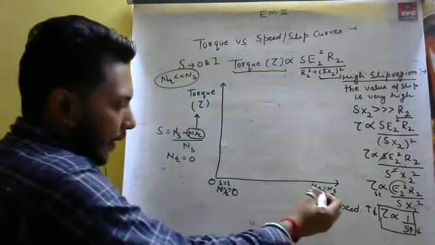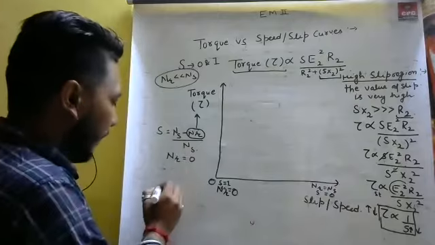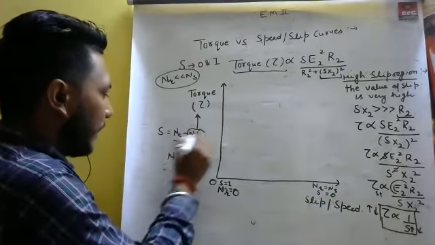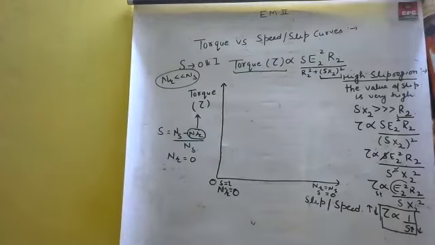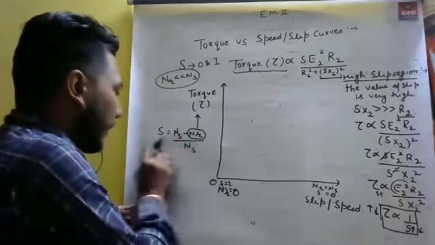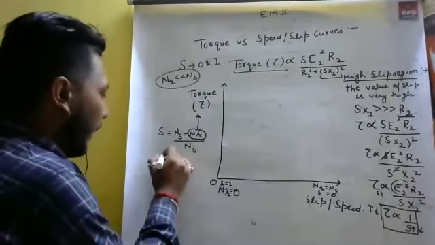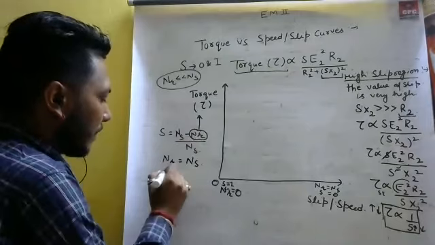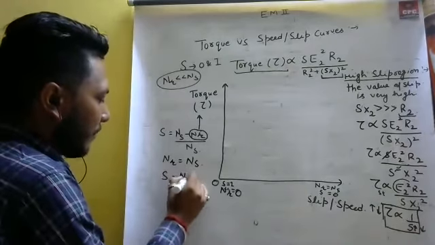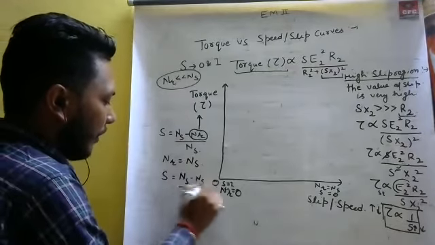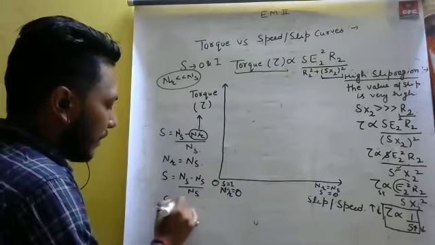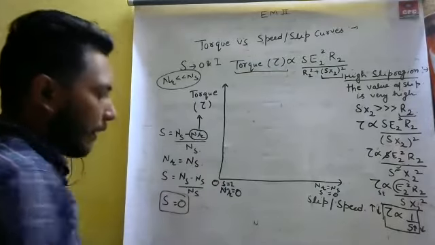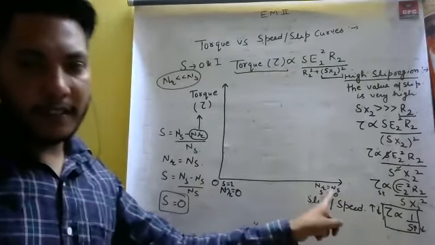So here I put NR is equal to NS. When we put NR is equal to NS in the slip equation, then the value of slip becomes (NS minus NS) upon NS. So the value of slip is equal to 0 when we put NR is equal to NS.